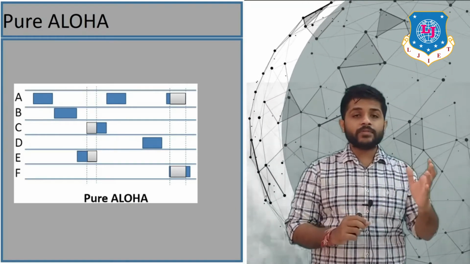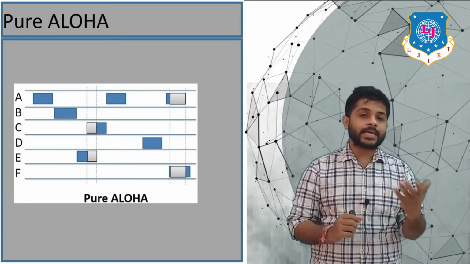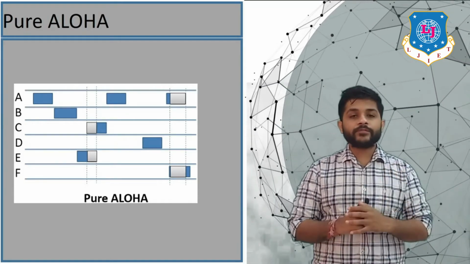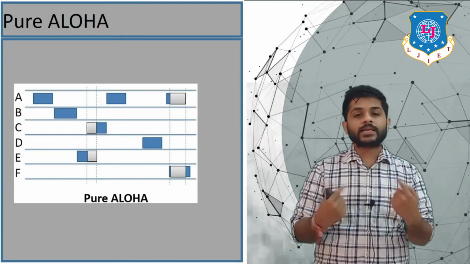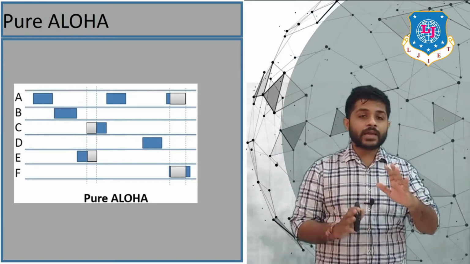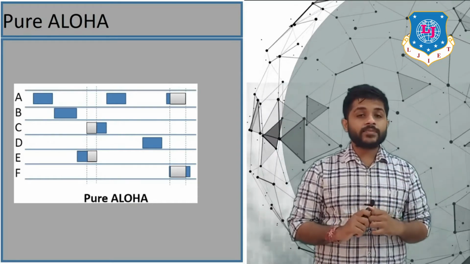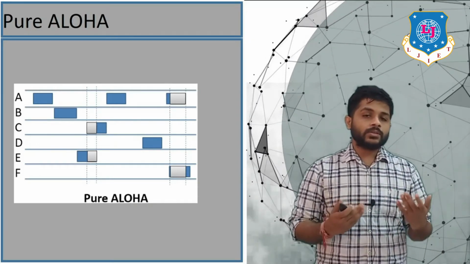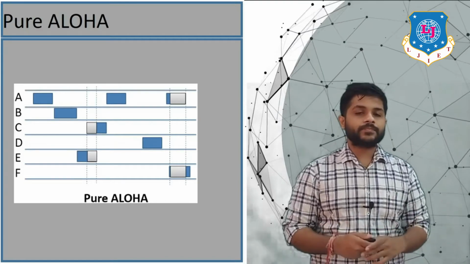For example, C will wait for 5 seconds and D will wait for 10 seconds. And after waiting for a random amount of time, they will send their packets again. Because there is a low possibility that the back-off time of those devices will be the same, the chances of collision will be less.